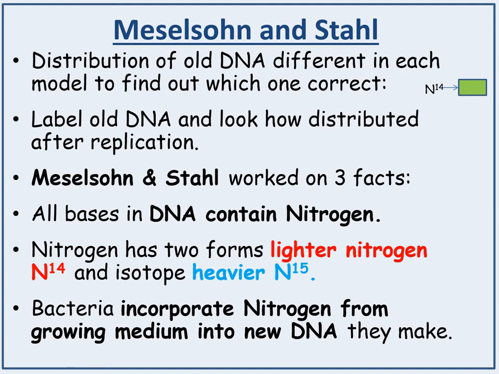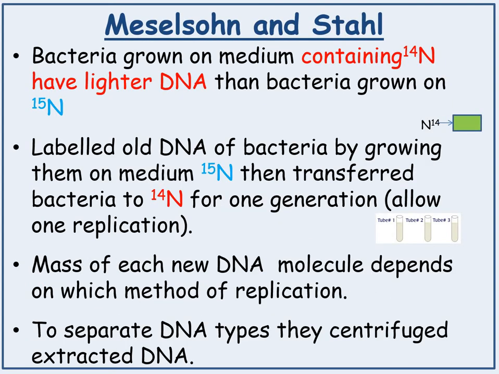So they worked on three facts: that all bases in DNA contain nitrogen; nitrogen has two forms, the lighter nitrogen-14 and the heavier nitrogen-15 isotope; and that bacteria incorporate nitrogen from the growing medium into the new DNA they make. So first of all, the bacteria are originally all made of heavy nitrogen-15. But then, if they transfer them onto nitrogen-14, which makes lighter DNA, you can see the difference.